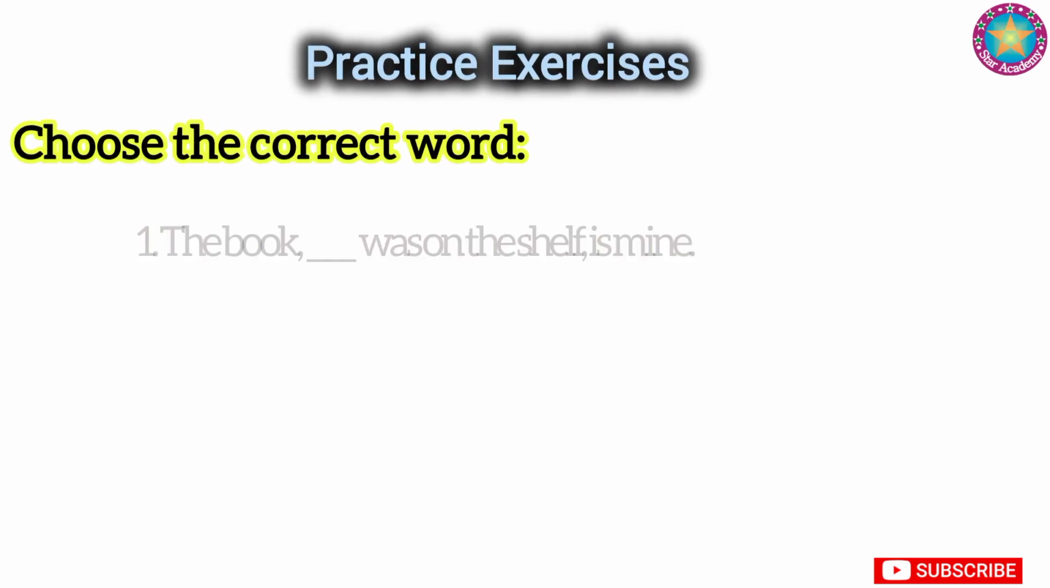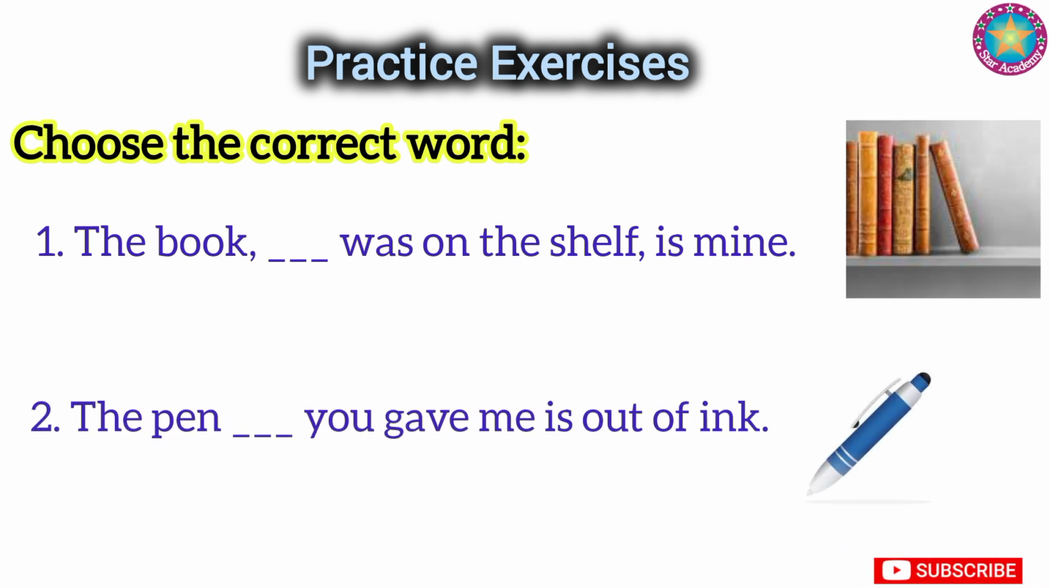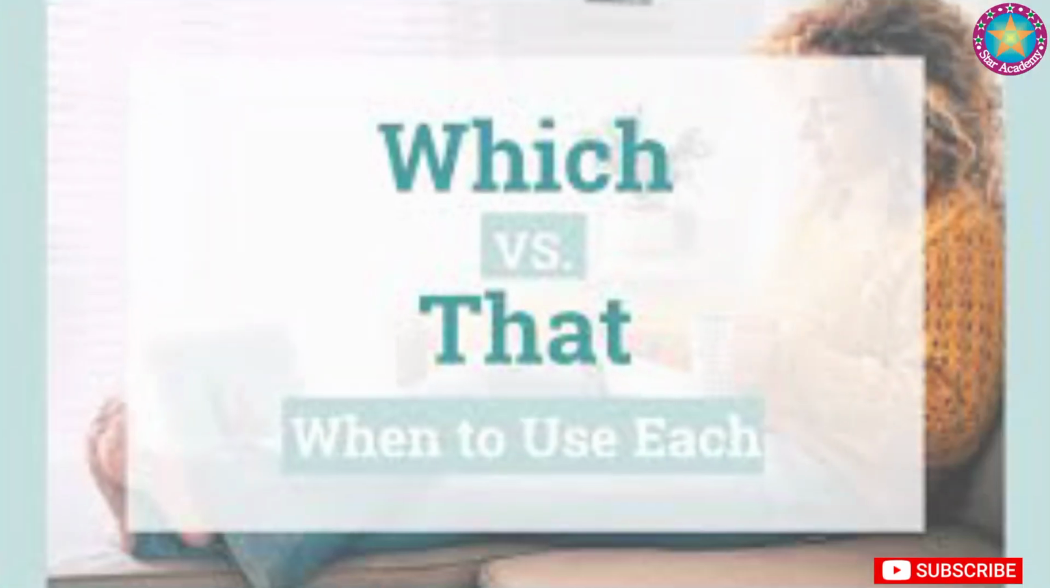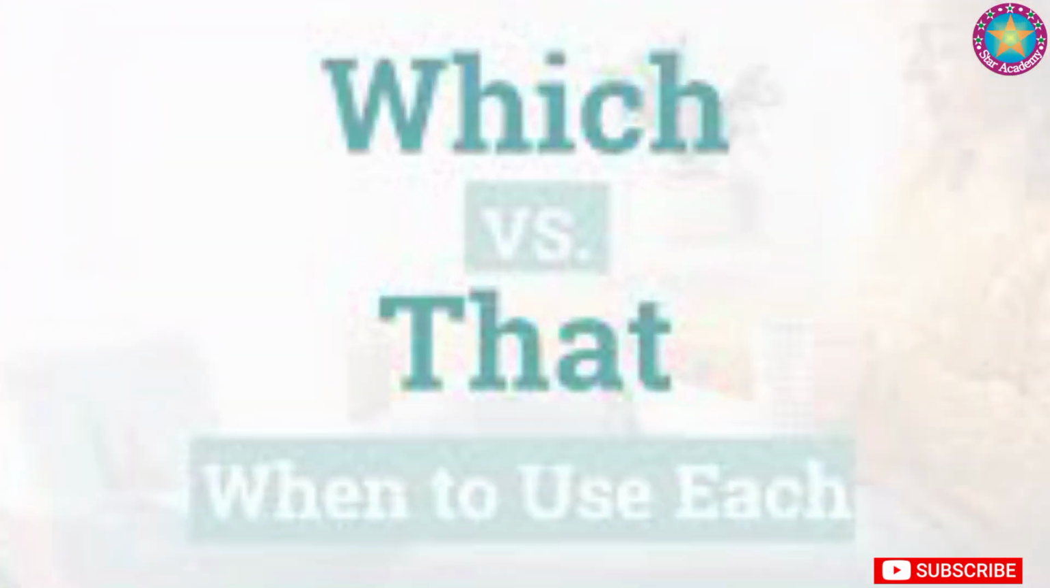Let's test what you've learned with some quick exercises. In the first sentence, do we use which or that? Is the information essential or extra? In the second sentence, think about whether the clause is necessary to identify the object. Pause the video and try these on your own. Remember that which and that serve different purposes in a sentence. By mastering these rules, you can make your writing clearer and more precise. Keep practicing, and soon these distinctions will come naturally to you.